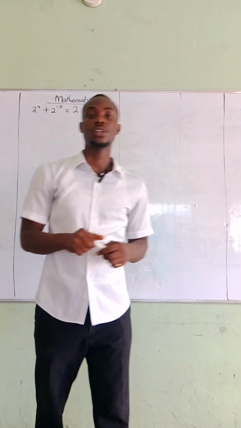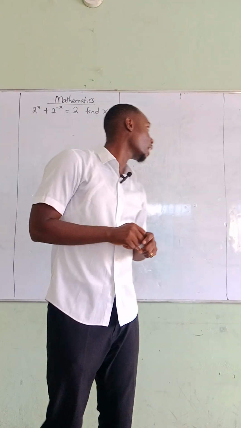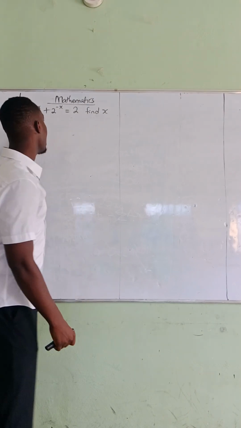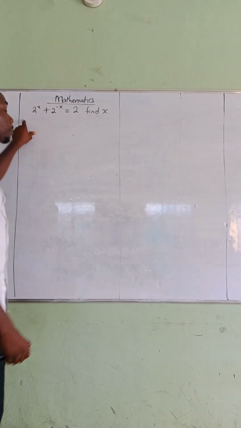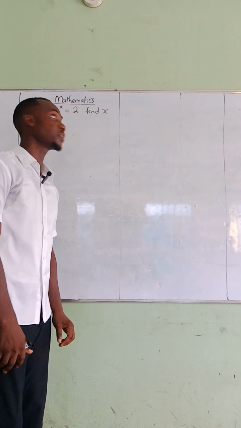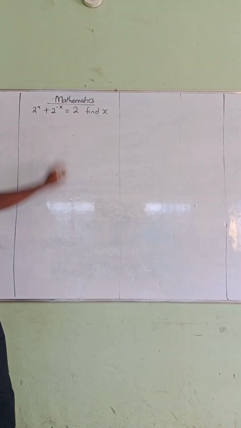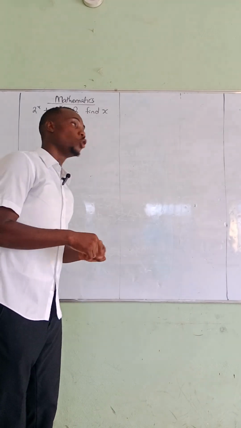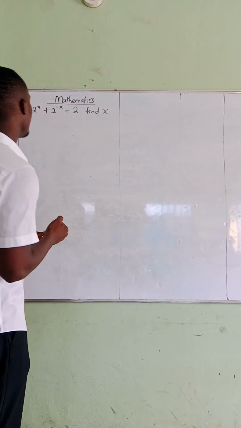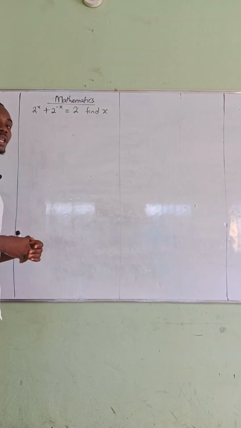Good day. Today we'll be solving a question on indicial equations. We have a problem on the board and it says 2 raised to the power of x plus 2 raised to the power of minus x is equal to 2. Find x. Now, looking at this question, what do you think we can do?